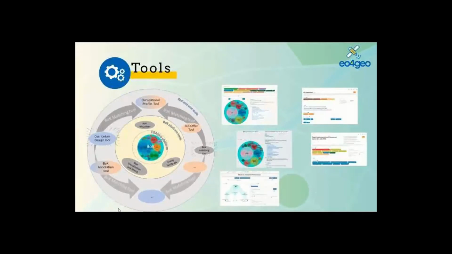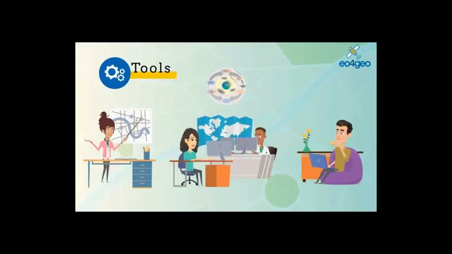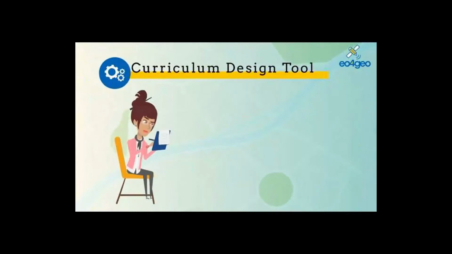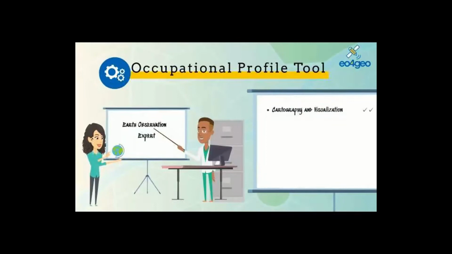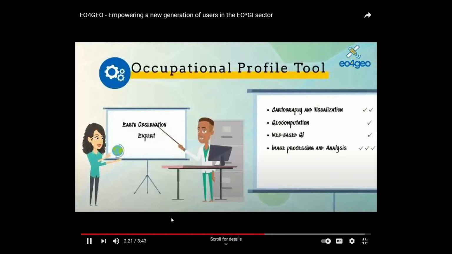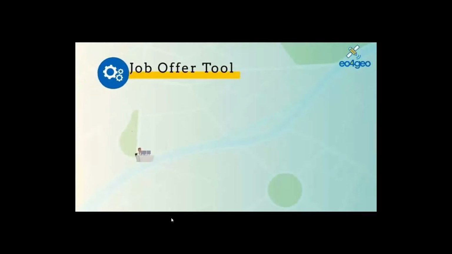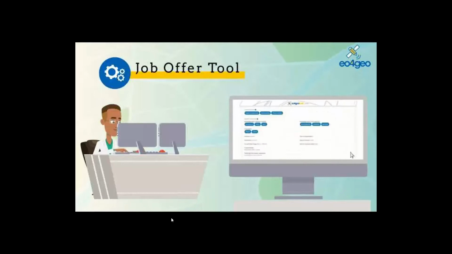These free tools are designed for training and educational providers, companies and organizations, as well as individuals working in the EO4GEO field. For example, the curriculum design tool assists education providers to create educational programs for the EO4GEO sector. The occupational profile tool allows experts and companies to create occupational profiles with the precise skills and competencies needed by each EO profile. While the job offer tool permits to create job offers, starting from a blank template or an occupational profile.